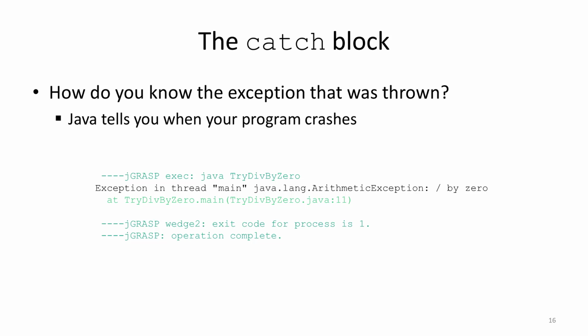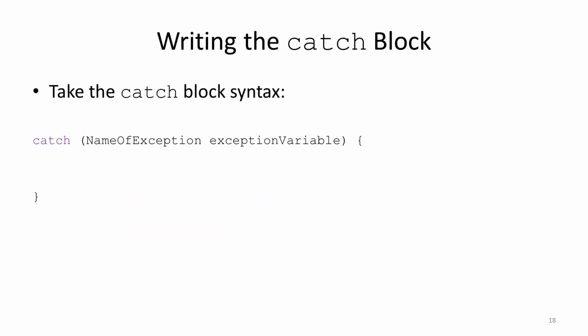Exception in thread main, and then it says java.lang.ArithmeticException. And this is how you can tell which exception you need to catch. All Java-defined exceptions end with Exception. ArithmeticException, we will see the InputMismatchException very soon, but it's always something Exception, something something something Exception. Those are Java-defined exceptions. Okay, so once you crash your program on purpose and you identify the exception that you need to catch, you will take the catch block syntax.